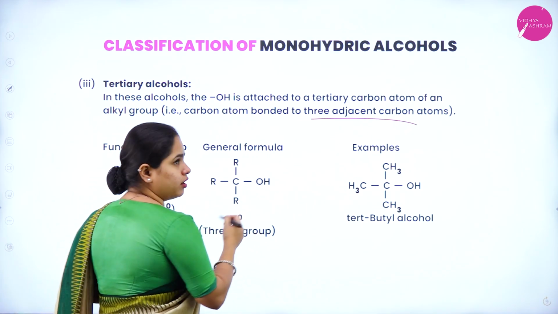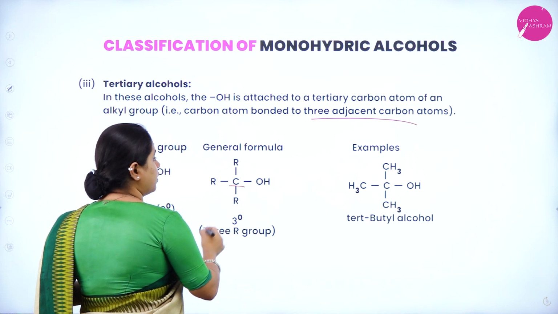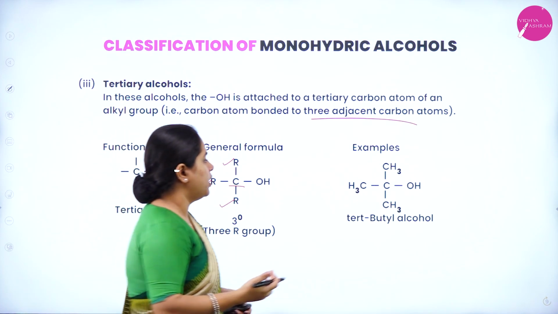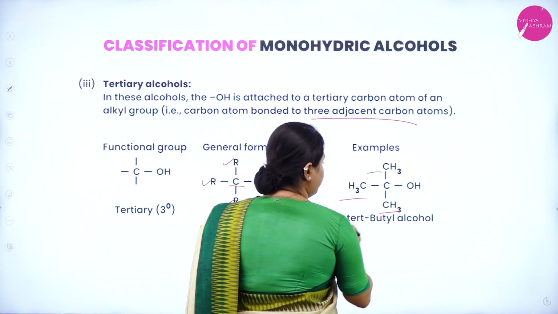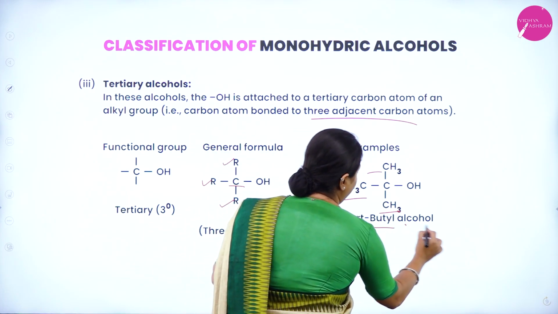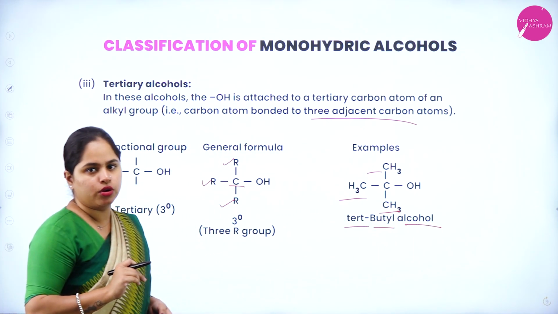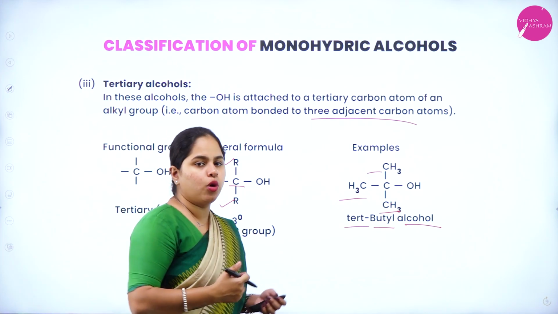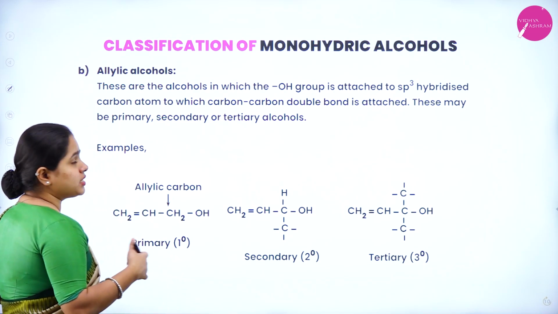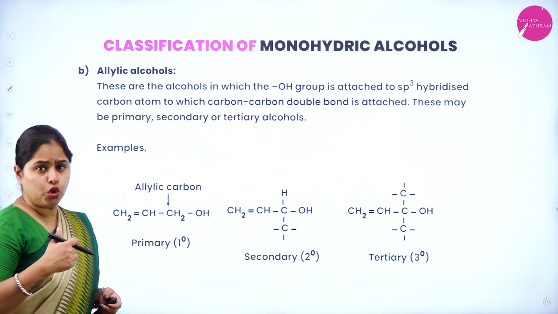So as you can see, the general formula here. Again, this carbon is further attached to 1, 2 and 3 carbon atoms. So this is tertiary, right? All the groups are methyl groups here. As you can see, it is also called tertiary butyl alcohol. These names we are going to study in the upcoming slide. So I hope you are clear with what is primary, secondary and tertiary alcohol. Moving on to the next type of classification under monohydric itself.